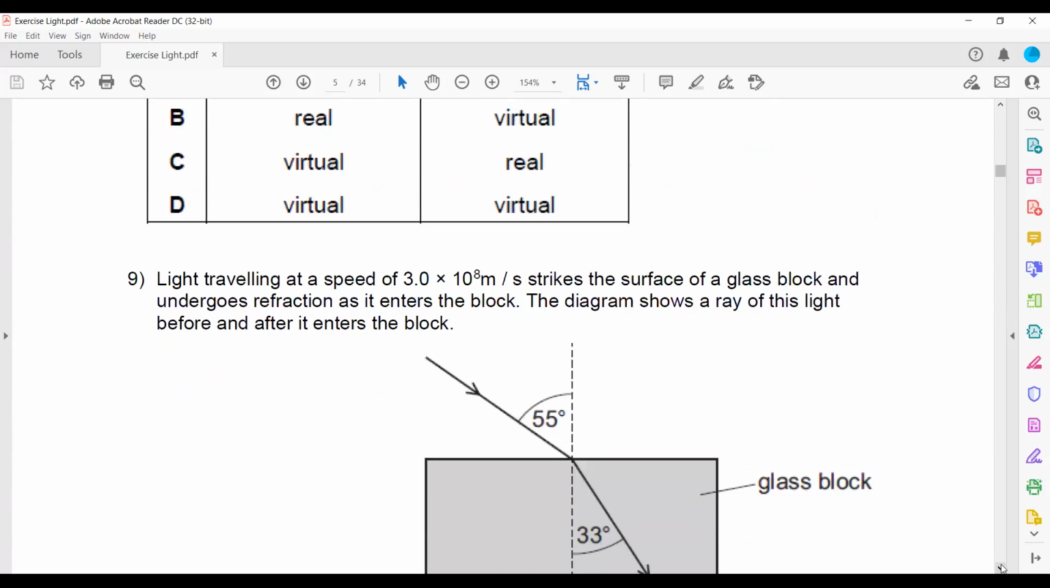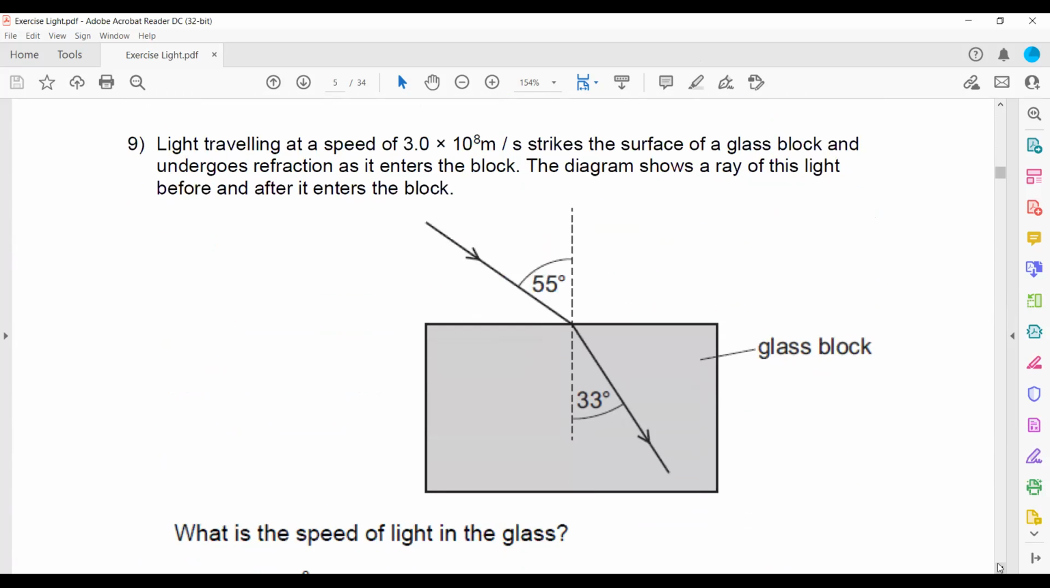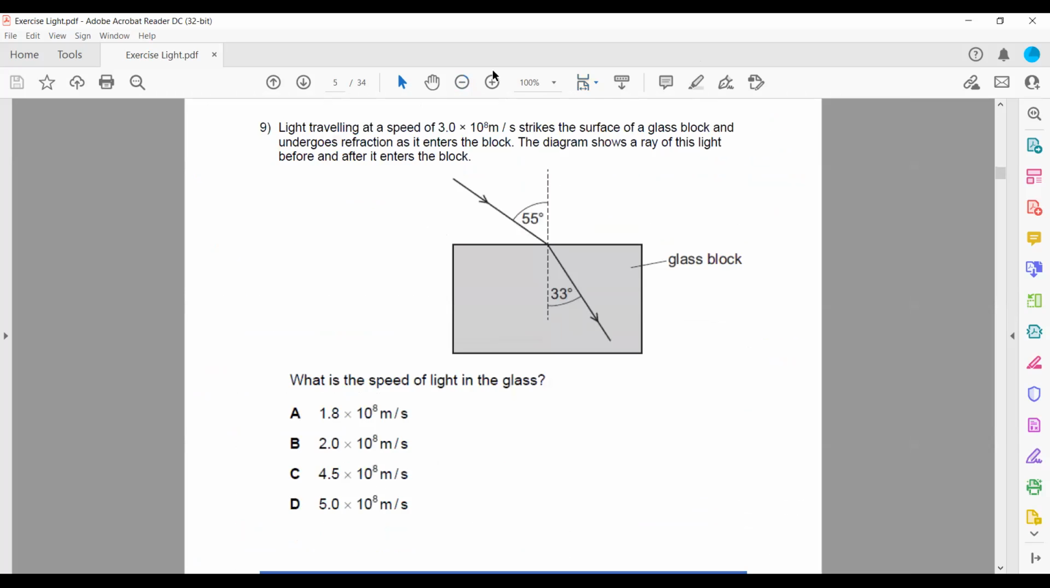Some of the questions are related to topics which we will discuss later. That's why I did not solve all the MCQs. I'm just solving the relevant questions related to refractive index.